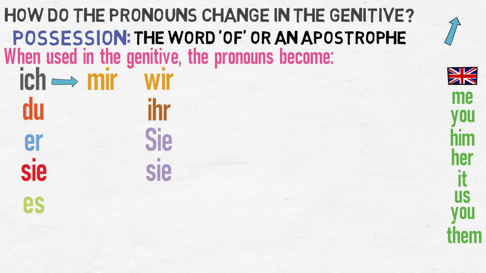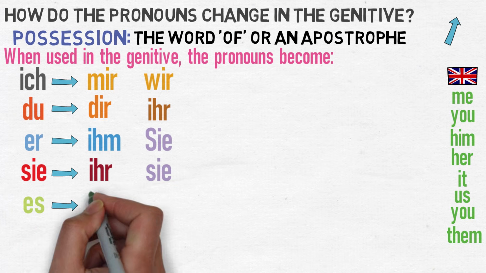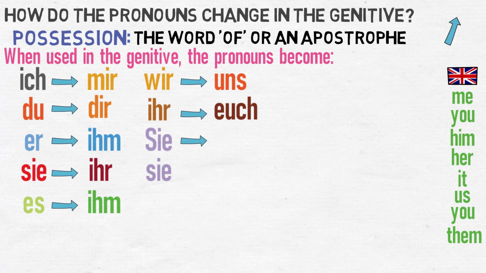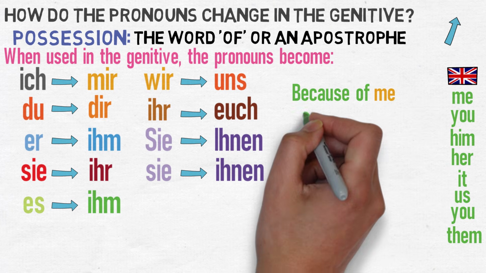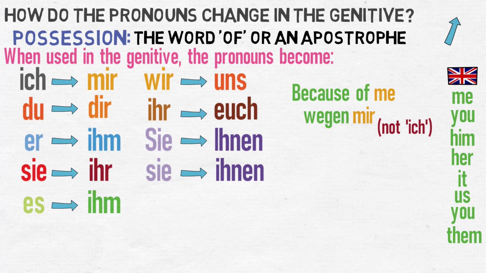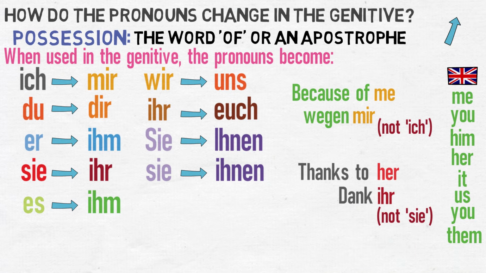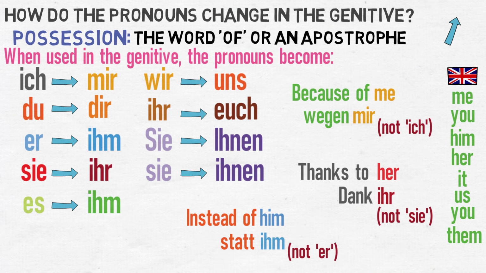Ich becomes mir, du becomes dir, er becomes ihm, sie becomes ihr, es becomes ihm, wir becomes uns, ihr becomes euch, Sie becomes Ihnen with a capital I because it's formal, and sie becomes ihnen with a lowercase I. For example, because of me, wegen mir, not wegen ich. Thanks to her, dank ihr, not dank sie. Instead of him, statt ihm, not statt er.